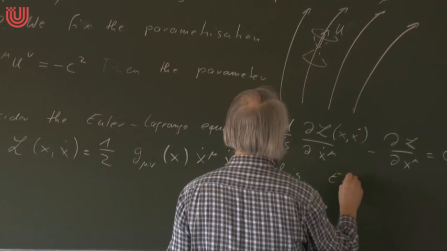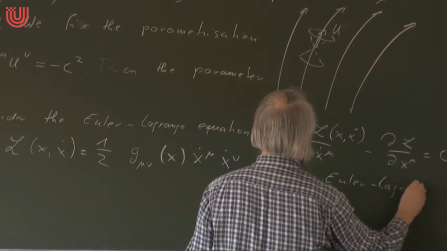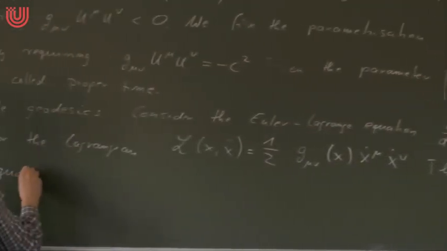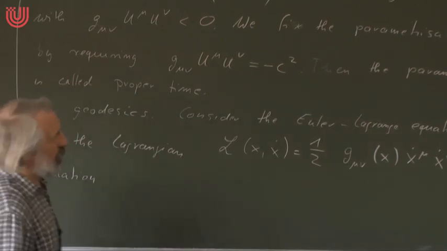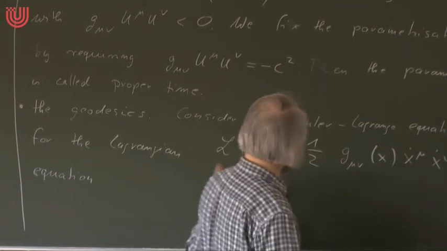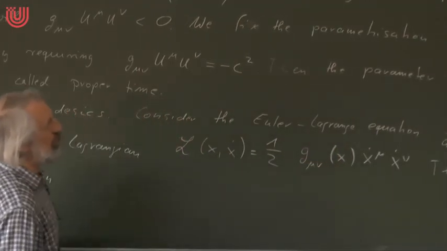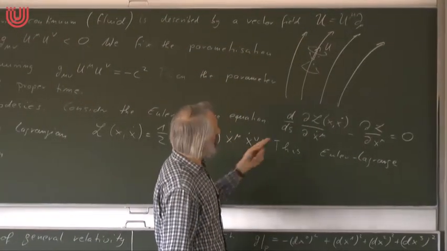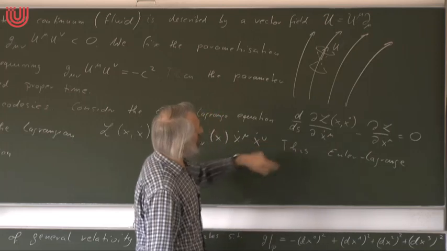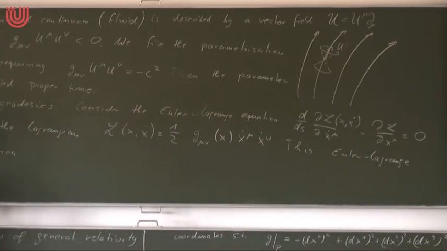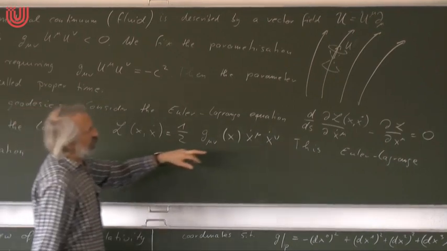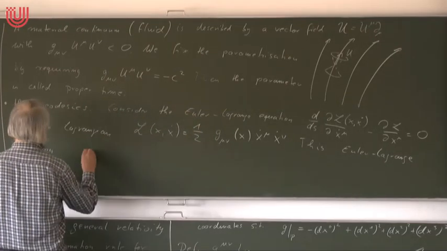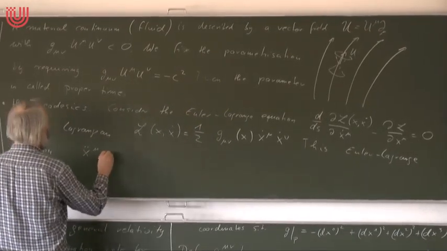This Euler-Lagrange equation, if we just calculate it, if we insert for L this expression, calculate the partial derivatives. So here, this derivative gives something with x dot, and then we have another derivative. D by ds means the same as a dot. Yeah, dot means derivative with respect to s. So we get an x double dot. So we get a second order differential equation. And what we get, if we juggle the terms a little bit around, is a geodesic equation.